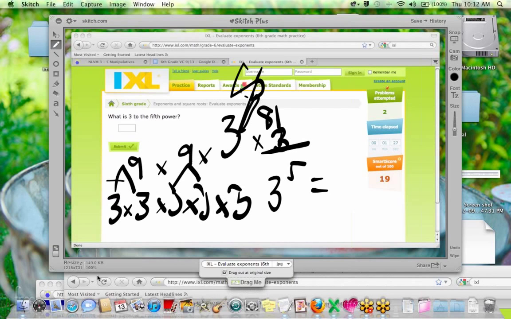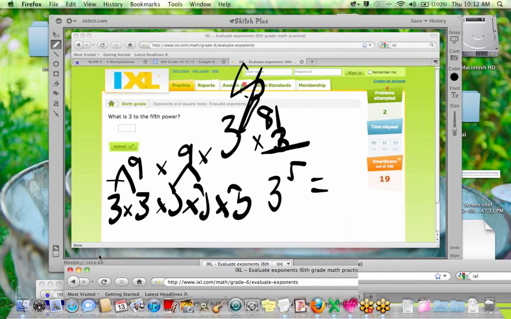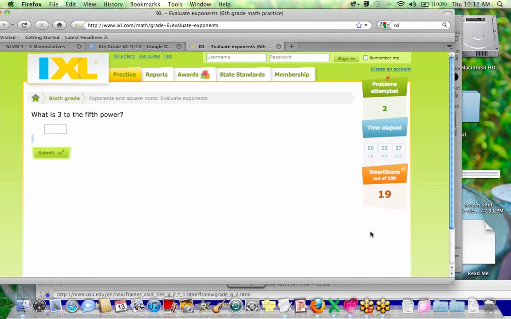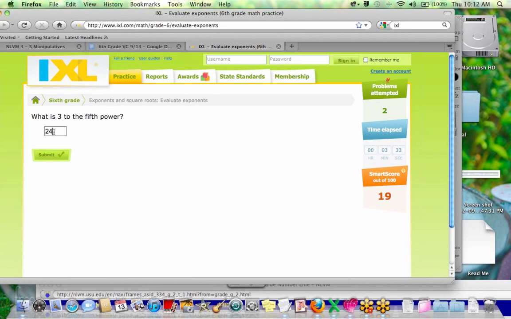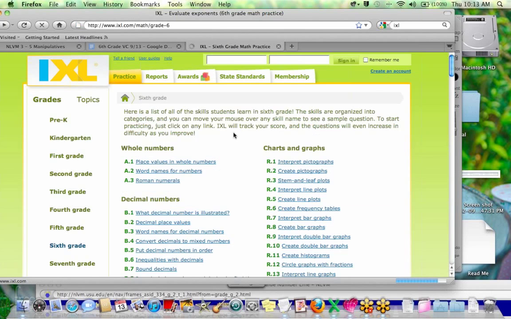I'll get better at using this pen, I promise. Okay, I'm getting a couple 243s, so that's what I'm going to try. Perfect. Okay, let's do this one a little faster. 3 to the 4th power.